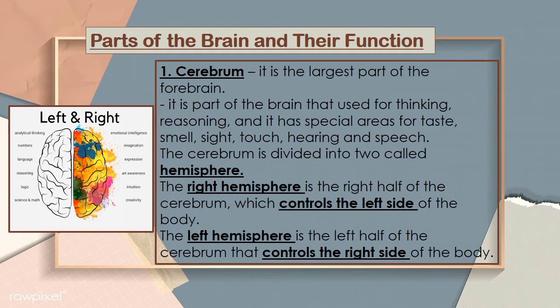The right hemisphere is the right half of the cerebrum, which controls the left side of the body. The left hemisphere is the left half of the cerebrum, which controls the right side of the body.